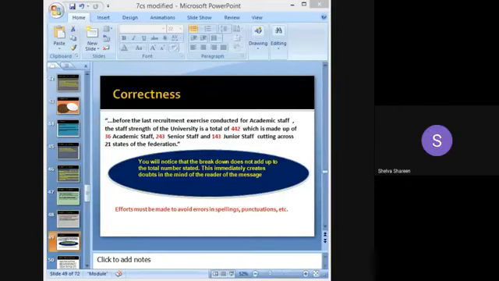Efforts must be made to avoid errors in spelling, punctuation, etc. While reading this, how many of you were thinking about the fact that they didn't add up to the total number at the end of the breakdown? Just add all the numbers and then tell me what the total number would be. Quickly, everyone.